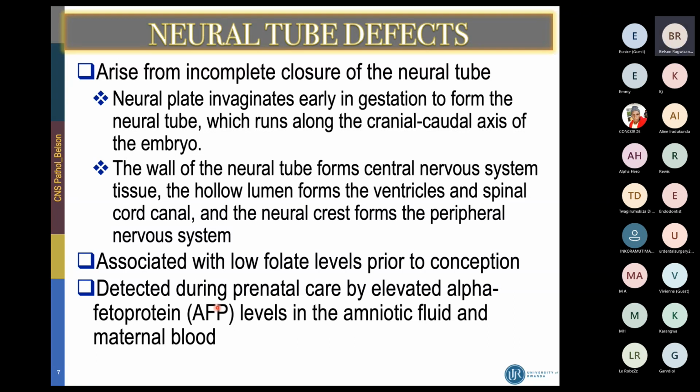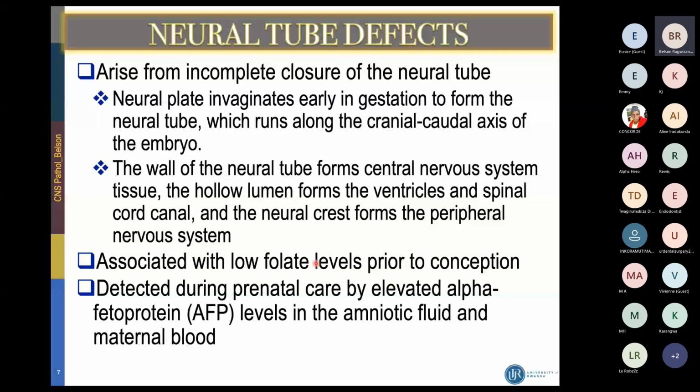So the wall of the neurotube forms central nervous system tissue. The hollow lumen forms the ventricles and the spinal cord canal, and the neural crest forms the peripheral nervous system. So this is embryology, purely embryology. So this is associated with low folate levels prior to conception or to pregnancy. We mean these defects. They are there when someone has low folate levels. And I was explaining why even the government of Rwanda is prescribing these folate supplements to every pregnant woman.